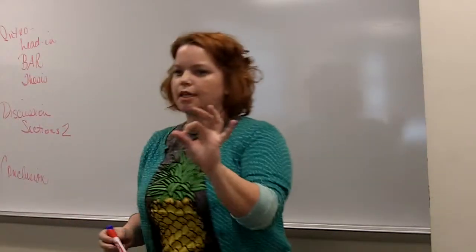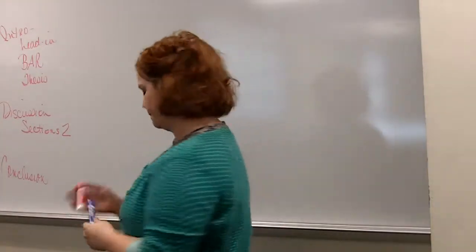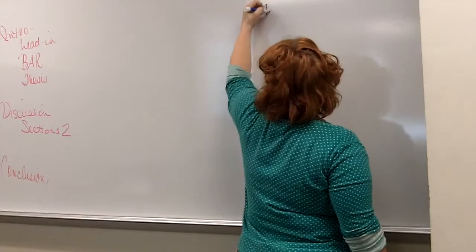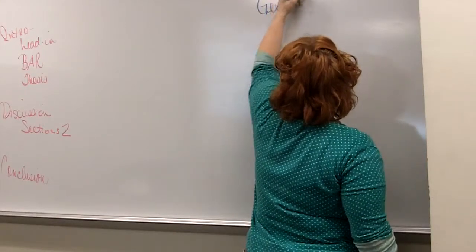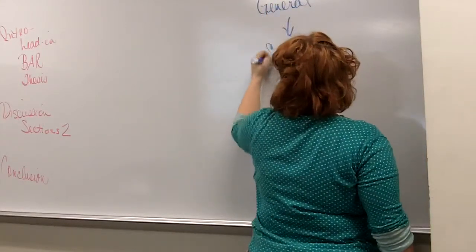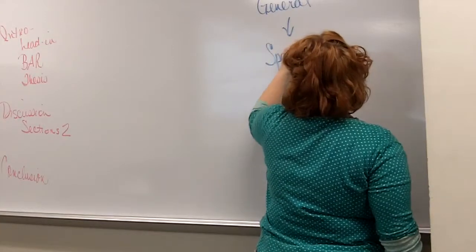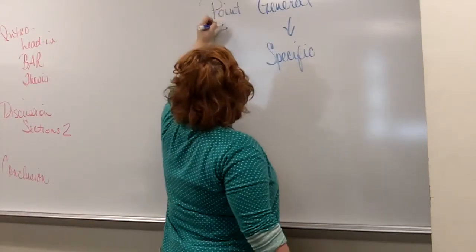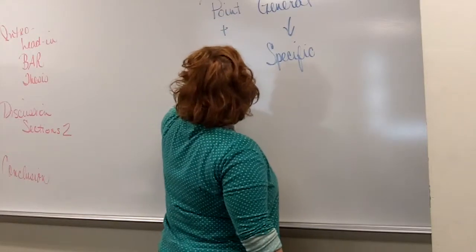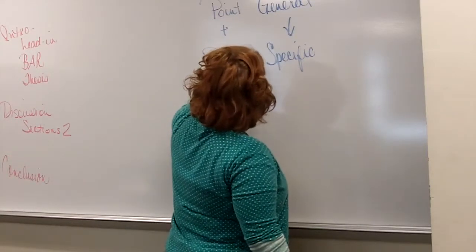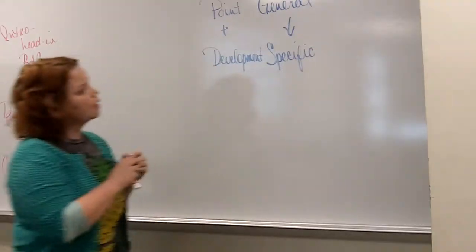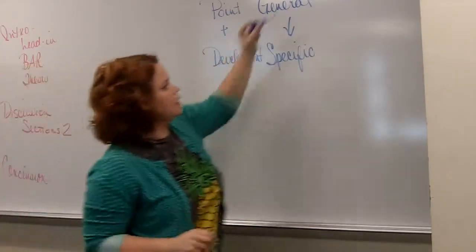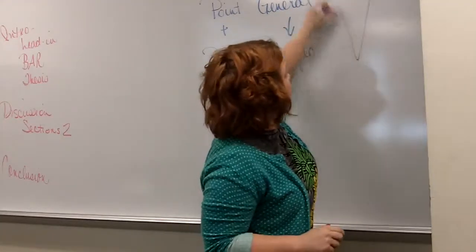So there's a couple things to keep in mind for academic papers. Oftentimes you're going to move from general to specific, or you're going to make a point and then you're going to develop it. It's point plus development. All right? It's point plus development or moving from general to specific. Sometimes I like to think of it as an inverted triangle.